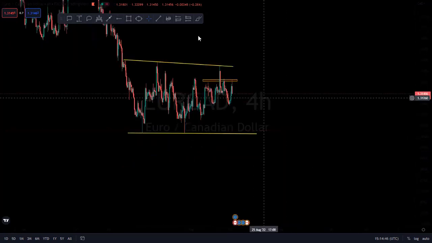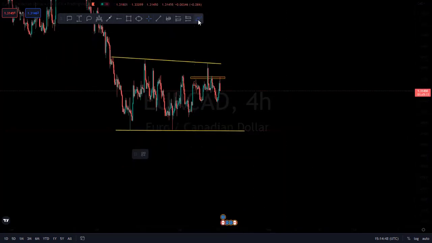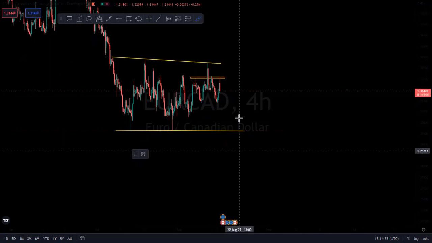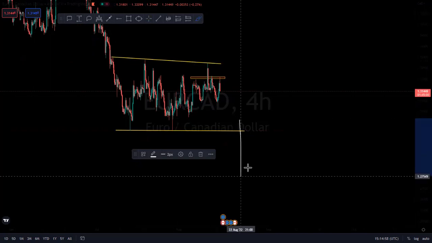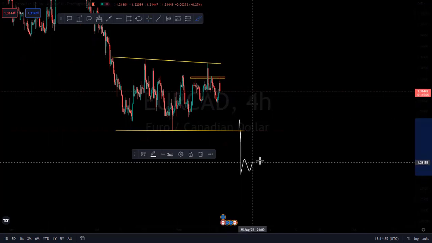Or to be using the high probability setup, I'll wait for this impulse correction.